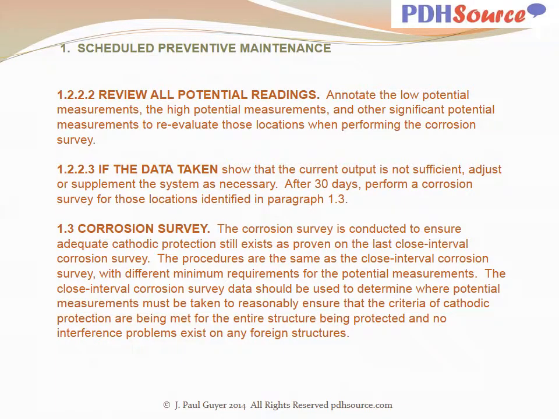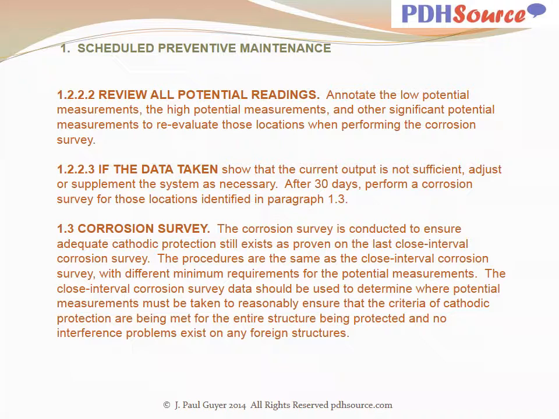As part of the scheduled preventive maintenance, review all potential readings, annotate the low potential measurements, the high potential measurements, and other significant potential measurements to reevaluate those locations when performing the corrosion survey. If the data taken show that the current output is not sufficient, adjust or supplement the system as necessary. After 30 days, perform a corrosion survey for those locations identified in paragraph 1.3.